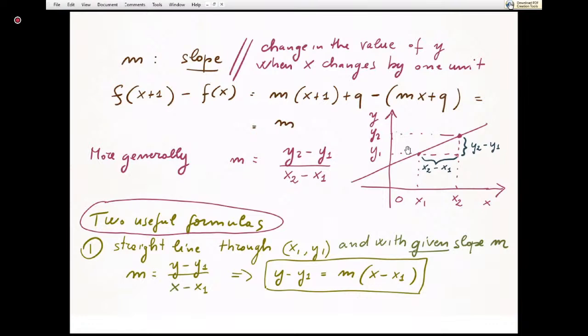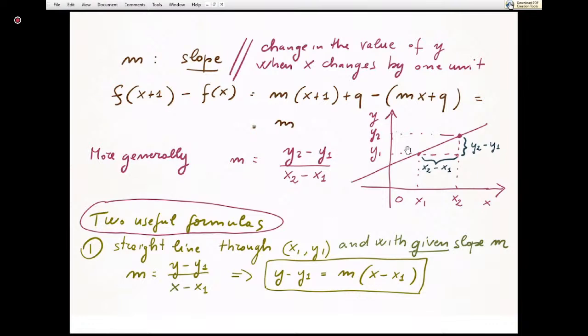Okay? If you start from x and then take x plus 1, the change in y is f of x plus 1 minus f of x. f of x plus 1 is m times x plus 1 plus q. Okay, I just replaced the variable with x plus 1. f of x is m times x plus q. If you compute the difference here, everything disappears except m. And this means that m represents the change in value of y when x changes by 1 unit.